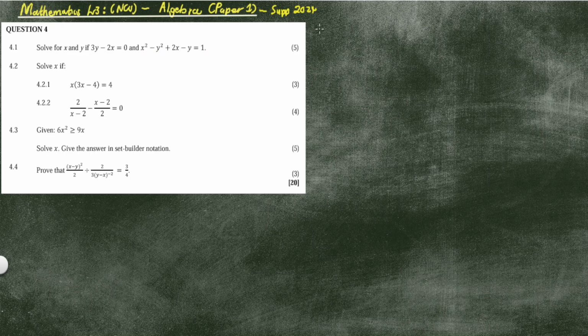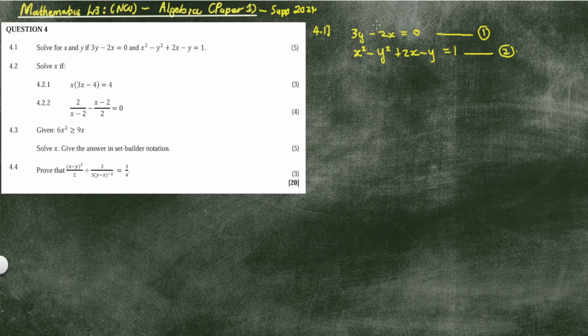Okay, so we're going to have this. Let me write here. So we're going to have this 4.1. We have the first equation being 3y minus 2x equal to 0. We're going to label this as equation 1, and then we have x squared minus y squared plus 2x minus y equal to 1. Second equation.